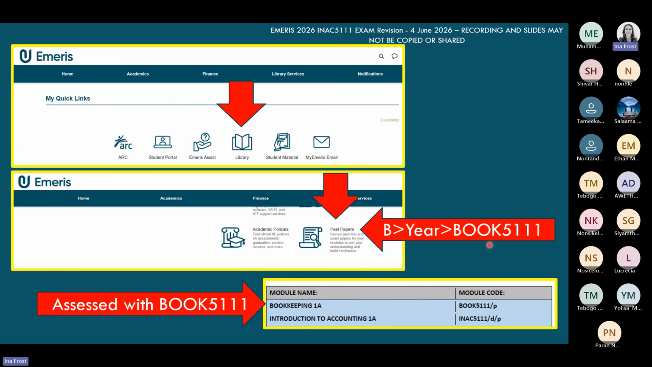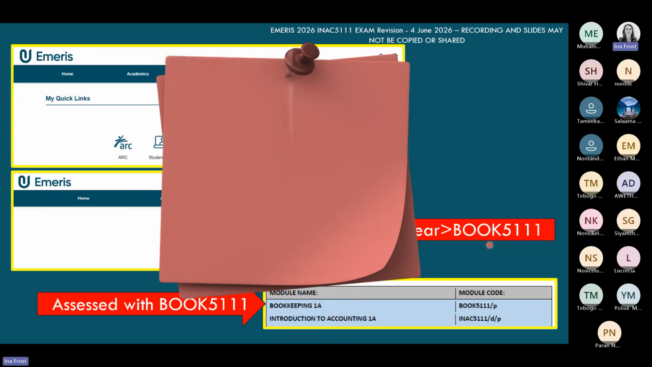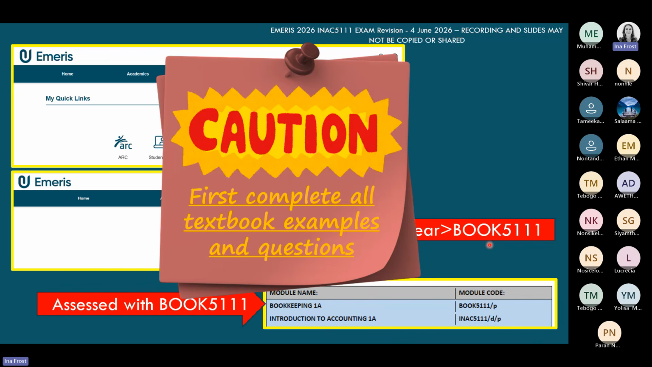So make sure you check under Book 5111 if you're looking for INAC past papers. But just to caution you again, students, please don't jump to past papers too soon. You have to make sure that you first have a solid foundation before you start attempting past papers.